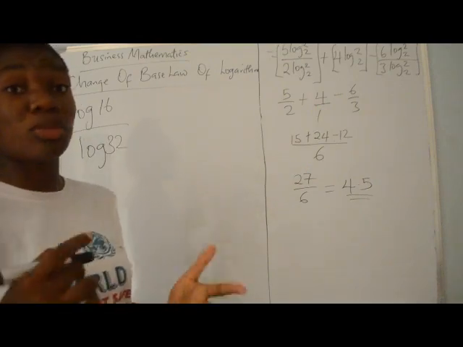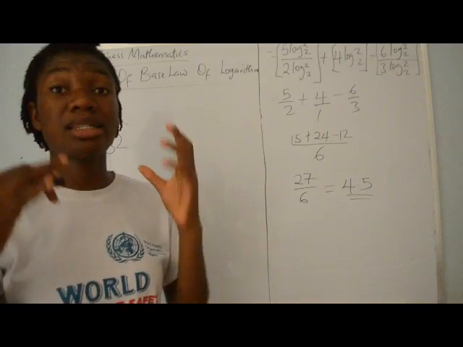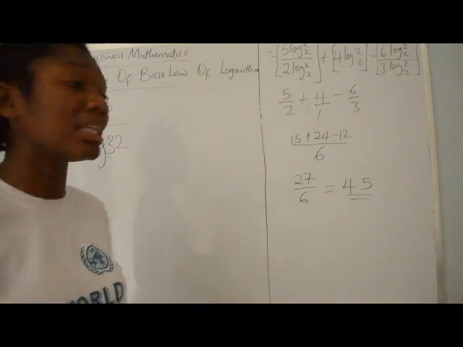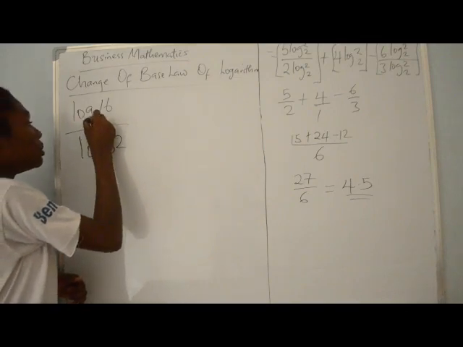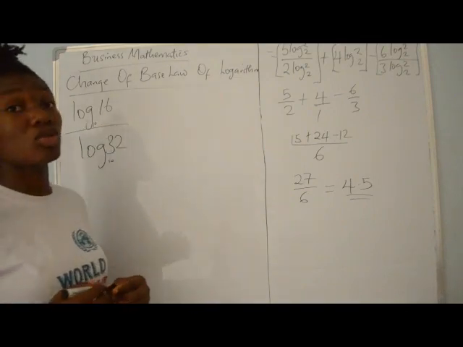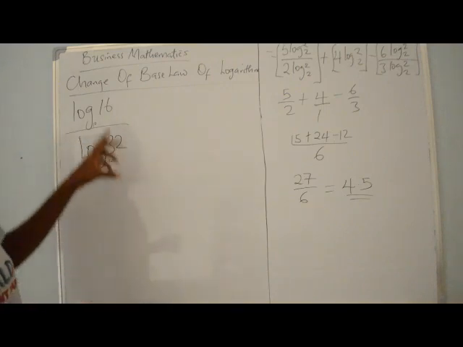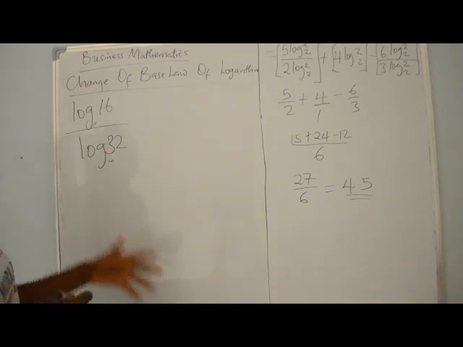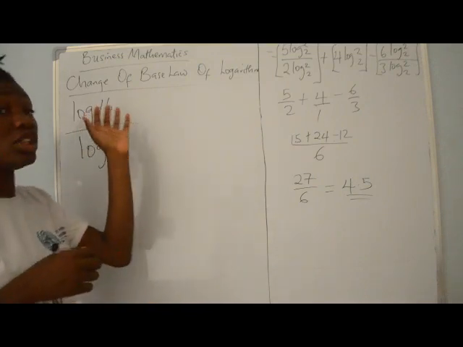Now, in this case, like you can see, there is no base given for both. So it is assumed, like I said, when there is no base given, that that logarithm is in base 10. So right now, it means they are both in base 10, and we are asked to divide. Now if you don't want to divide in base 10, you can also use our change of base law.